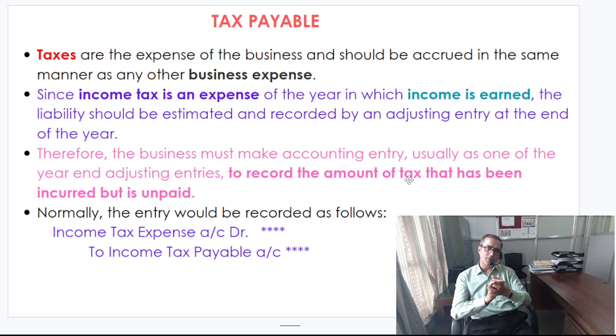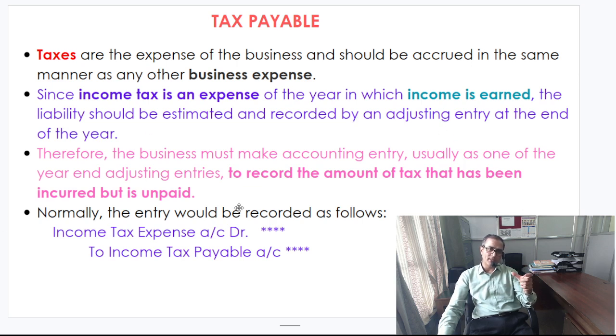Now, what about the tax payable, friends? Normally we pay the tax to the government in advance. Just for example, you pay the tax for your car, for your bike, for your scooty, like that, but we pay the advance tax. But actually, taxes are expenses for the business, remember, and should be accrued in the same manner as any other business expenses. Like income tax, in the income statement we show income tax paid as an expense, but remember, in the period in which income is earned. That is the point you need to understand here. But liabilities should be estimated or recorded by an adjusting entry at the end of the period.